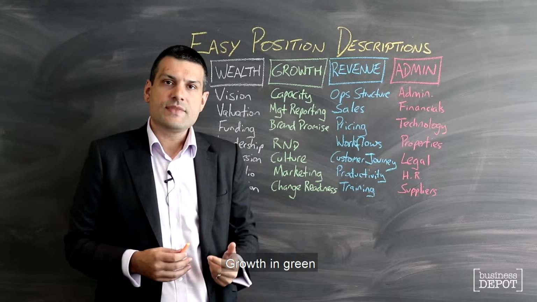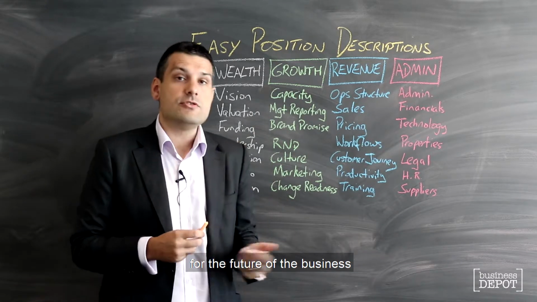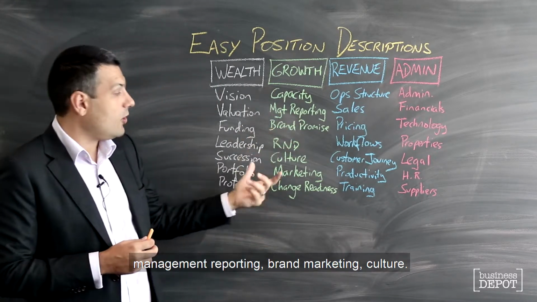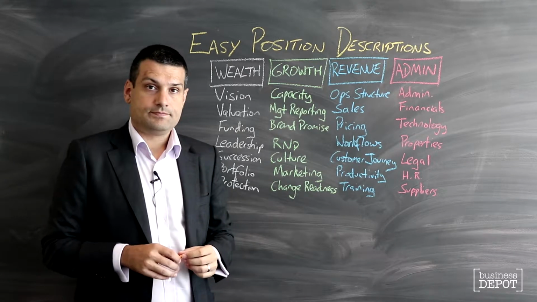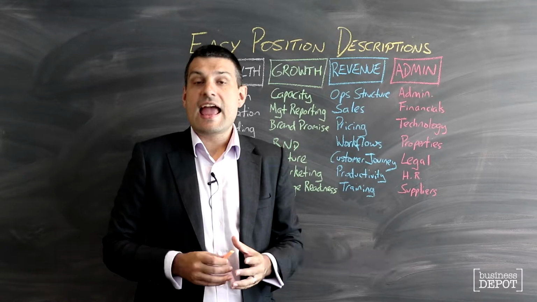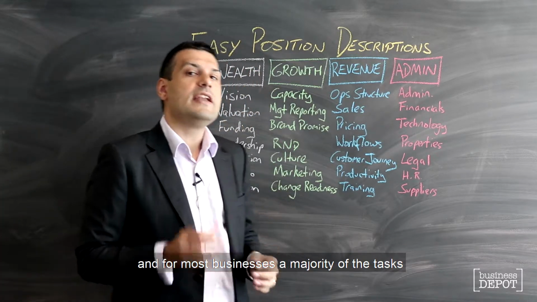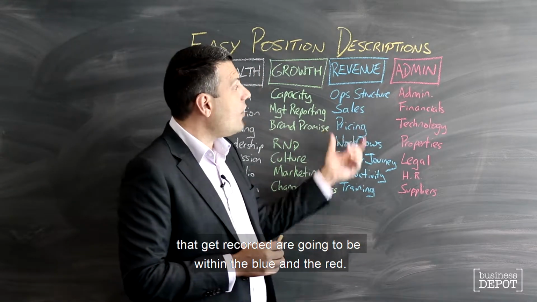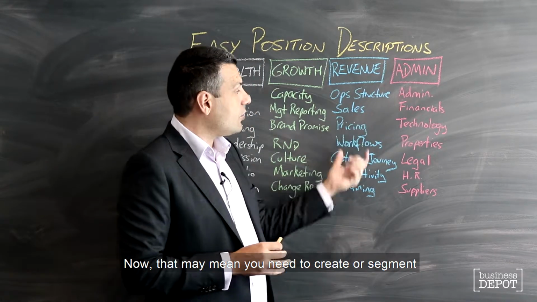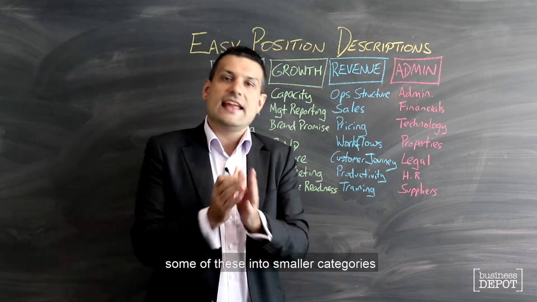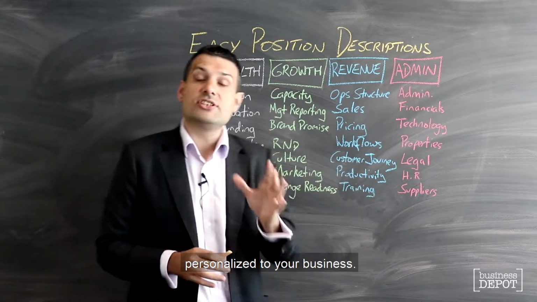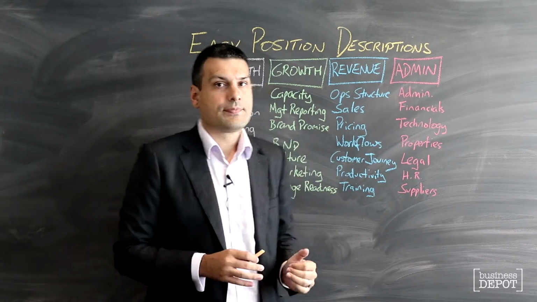Growth, in green, is all about investments that you're making for the future of the business. So that's things like capacity planning, management reporting, brand marketing, culture. Within blue, we get the actual revenue generating tasks. And for most businesses, a majority of the tasks that get recorded are going to be within the blue and the red. Now that may mean you need to create or segment some of these into smaller categories. That's okay. You want to make this list personalized to your business.